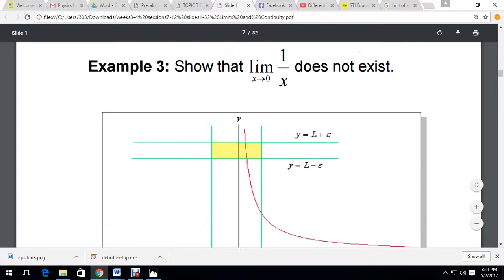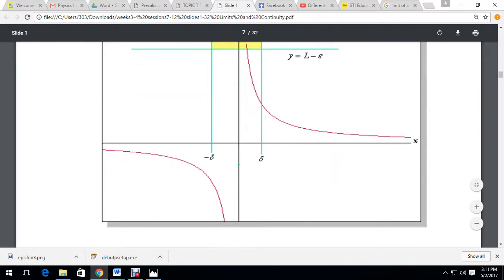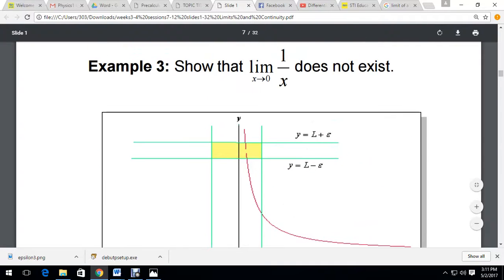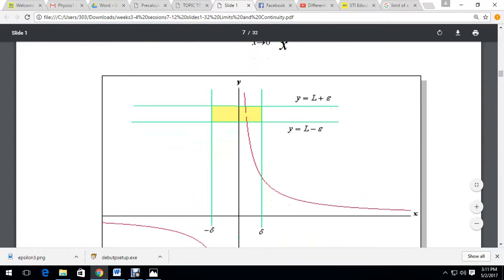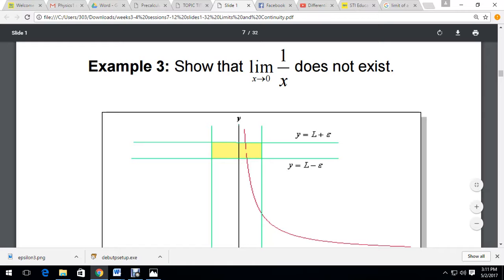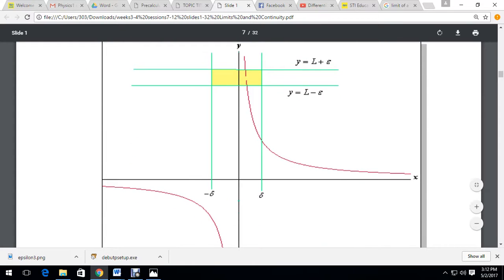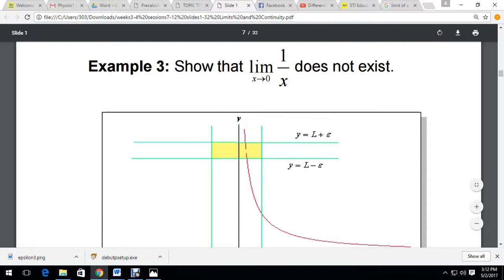Now, since we are not allowed to substitute x equal to 0, the graph would have a gap at the value of x corresponding to 0. That means the graph approaches the y-axis at 0, but never reaches the actual value 0, for both the approach from the positive values and from the negative values.